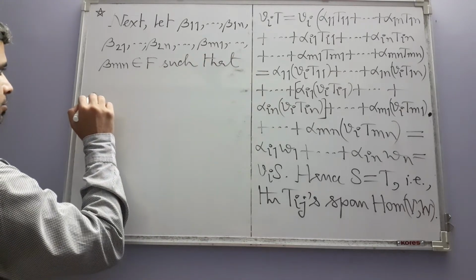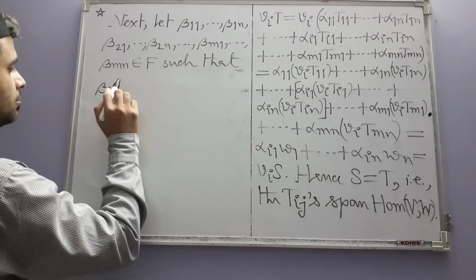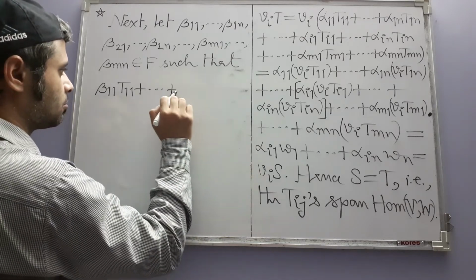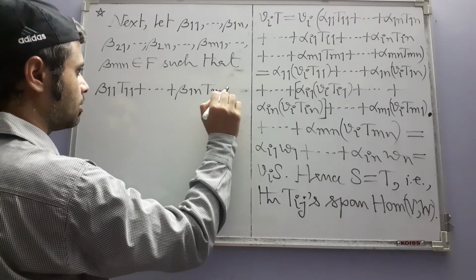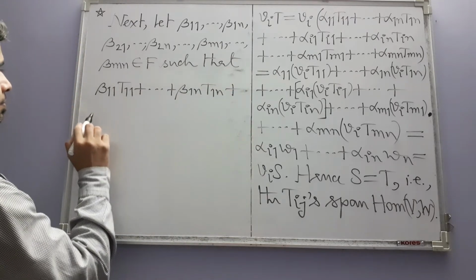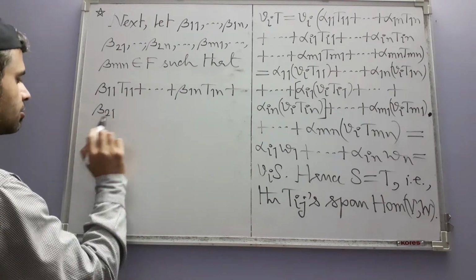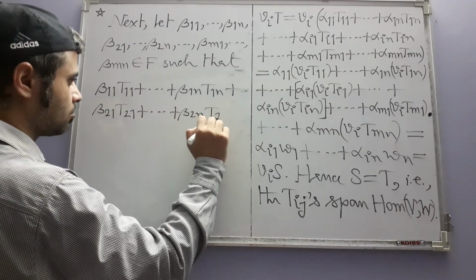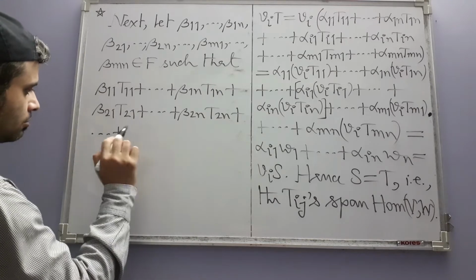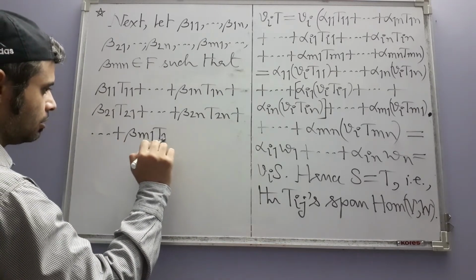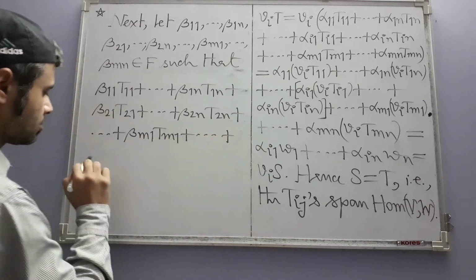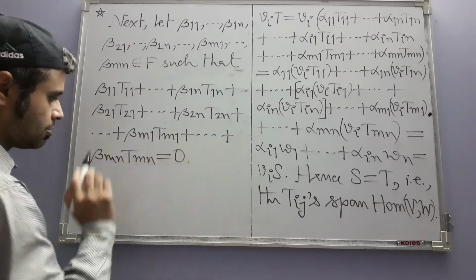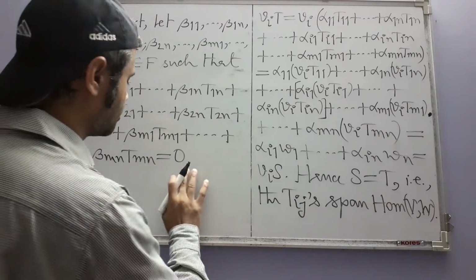this linear combination beta 11 T11, again another such sum, beta 1n T1n, plus let us just write this one also, beta 21 T21, up to beta m1 Tm1 plus beta mn Tmn is equal to 0, and this 0 is of course the 0 linear transformation.